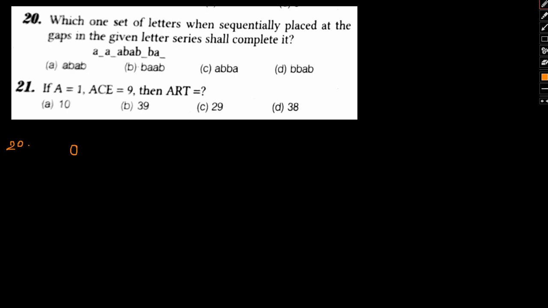So the series here is A dash A dash dash dash. Okay, so we'll go option by option. Let's start off with option A. Suppose I write A here, again B here, A here and B here. Okay, so triple A B A B A B A B A B. So no pattern whatsoever. So option A does not necessarily make any sense in this case. So we eliminate option A.